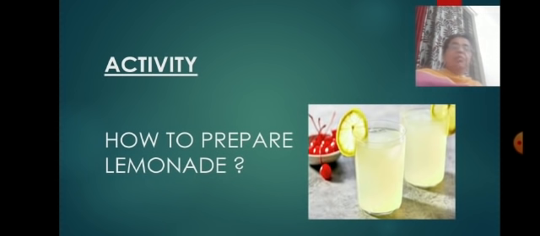I am telling you the recipe. We require 1 glass of pure water, a pinch of salt, 2 spoons of sugar and 1 spoon of lemon juice. These are the ingredients required to prepare a glass of lemonade.